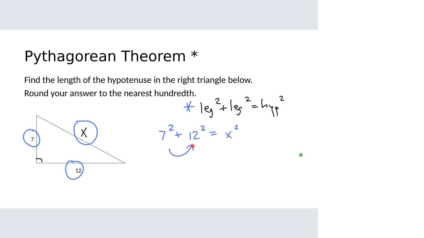It wouldn't matter if you reverse these. You can put those legs in either order, and you'll see that as this plays out. So 7 squared is 49, plus 12 squared is 144, and that's going to be x squared. And now I have like terms over here. These two numbers, I can just add those together. The 49 and the 144 is 193. So I have 193 is x squared.